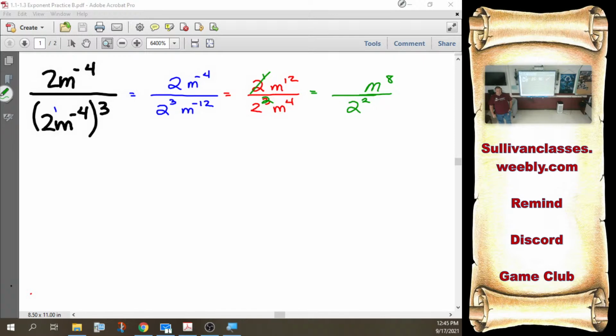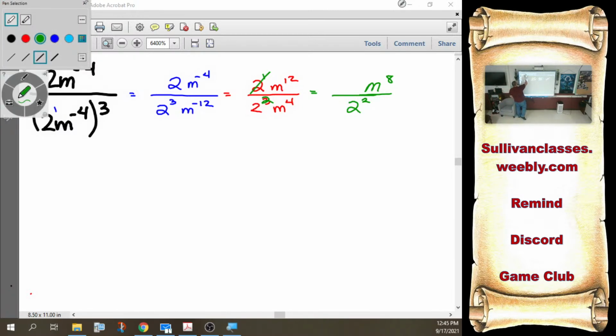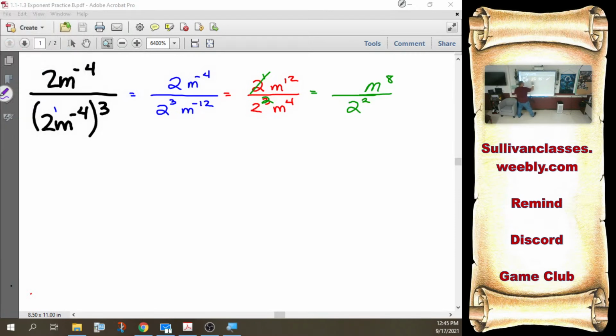One last step. 2 to the 2nd equals 4. Okay, I can actually take care of my exponent here. Call it m to the 8th over 4. Now, that was one route.